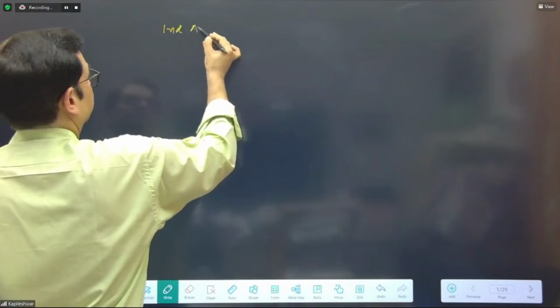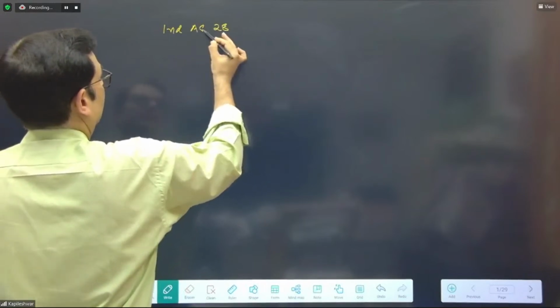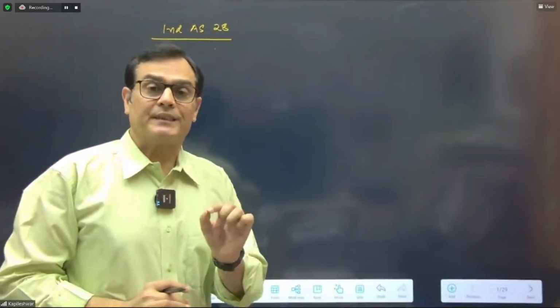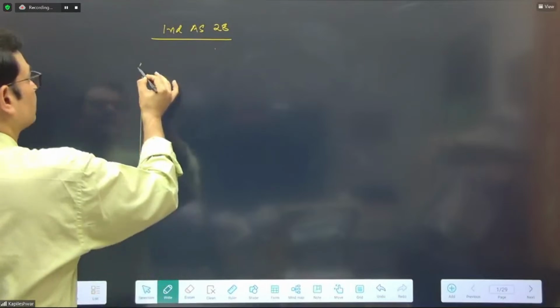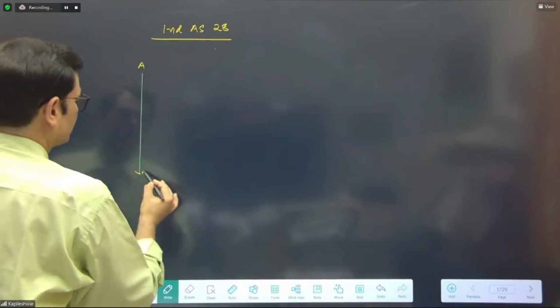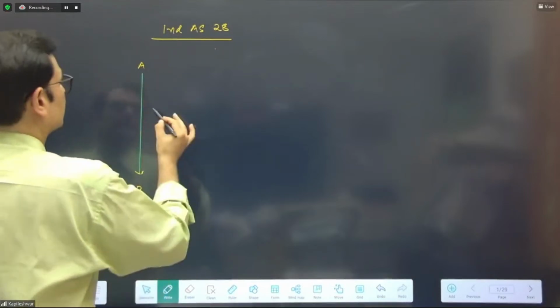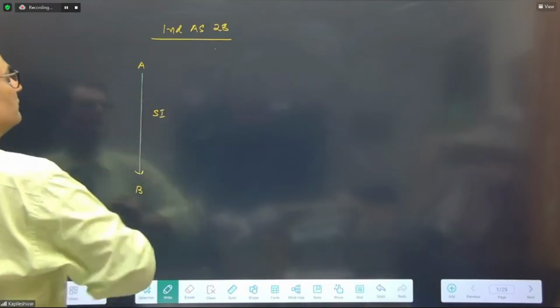So we're working on Ind AS 28. So I think let's first take a plain vanilla case where Ind AS 28 would apply. So let's consider a simple case where, let's say, there is a company A, and this company has got, let's say, a significant influence over B.